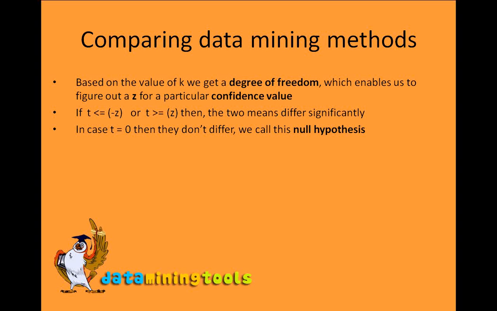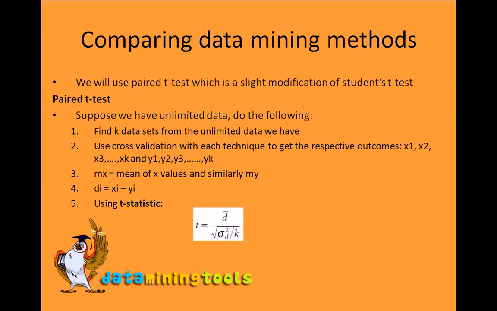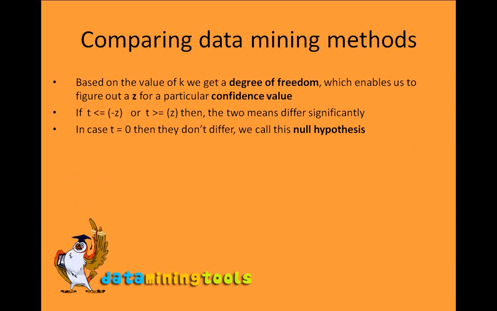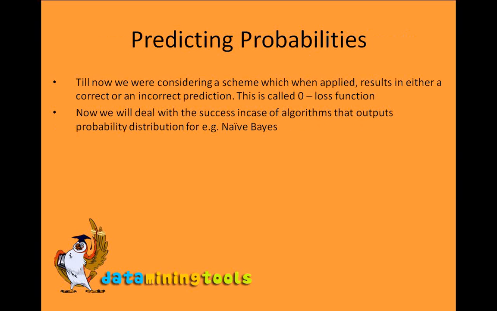In case the value in the table is equal to 0 and we get the value of t equal to 0, then we can say that this is the null hypothesis and they don't differ. Otherwise, the two means differ significantly, and hence the two data mining algorithms are not equal.